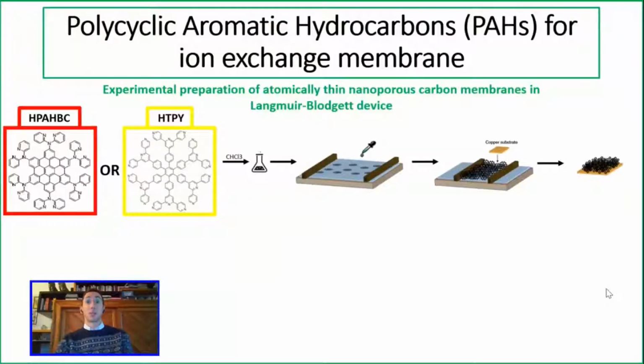Experimentally, the synthesis of membranes with a narrow pore size distribution, however, remained challenging. Starting from polycyclic aromatic hydrocarbons, called PAHs, a two-step approach, the Langmuir-Blodgett membrane formation followed by thermal annealing, has been used to synthesize molecule-thin carbon membranes with a tight pore size distribution. Everything starts from two PAH molecule types: in the red square, the HPA-HBC molecule, or in the yellow square, the HTPY molecule.